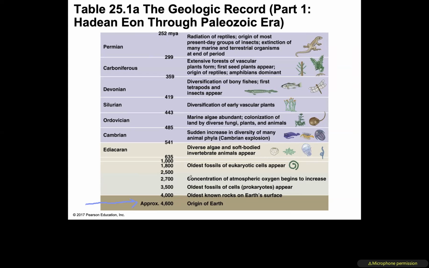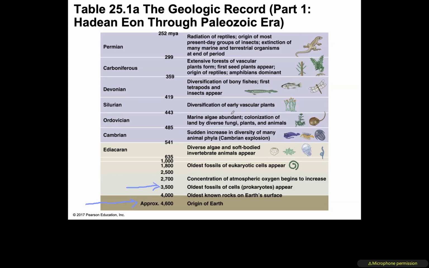You can see about 4 billion years ago, the oldest known rocks on Earth. And so basically solidification, where you got the rocks appearing on Earth. And then 3.5 billion years ago, the oldest fossils, so your prokaryotes. That right there, that's a good date right there. 3.5 billion years ago, with the oldest prokaryote fossils appeared.